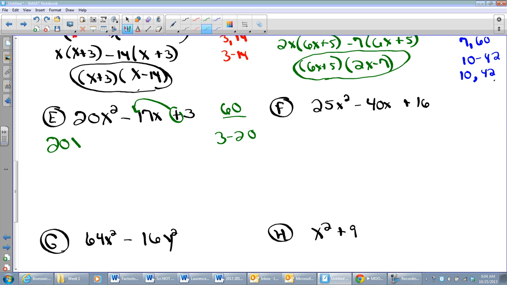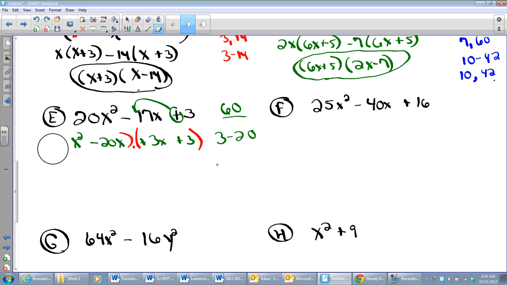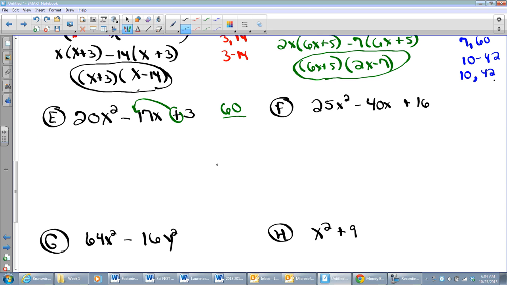All right, so we have 20x squared. And I'm going to go with a minus 20x plus a 3x and plus 3. And now it's time to group. Put that plus sign in there. Pull out a 20x, left an x minus 1. Pull out a 3, be left an x. Oh, I think I have a mistake here. Yeah, I do have a mistake. I got so excited about how easy this was going to be, I've made a mistake.